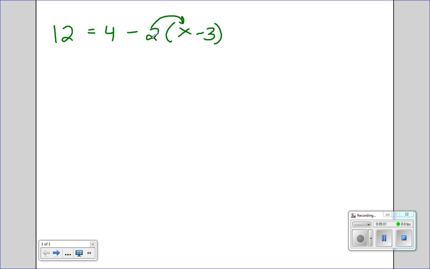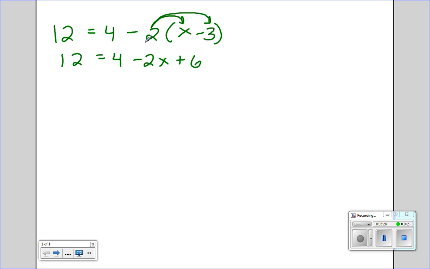Because this 2 belongs with this little family right here. You can't just rip him out of his family and throw him to somebody else. So he's got to get distributed, or she, first. Then you can worry about adding and subtracting the like terms. So that's going to be negative 2x plus 6. A negative times a negative is going to give you a positive. And this 2 times the x, that was a negative times a positive, so it stayed negative.